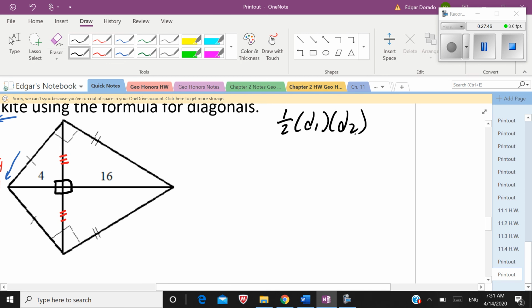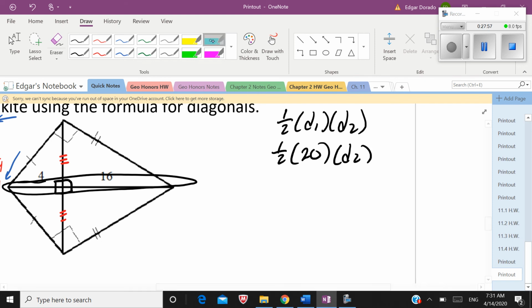And again, guys, it doesn't matter which one's D1 and D2. I actually already have the first diagonal. It's right here. 4 plus 16 is just 20. The problem is, what the heck is diagonal number 2? That's the hard part. Diagonal number 2 is here.